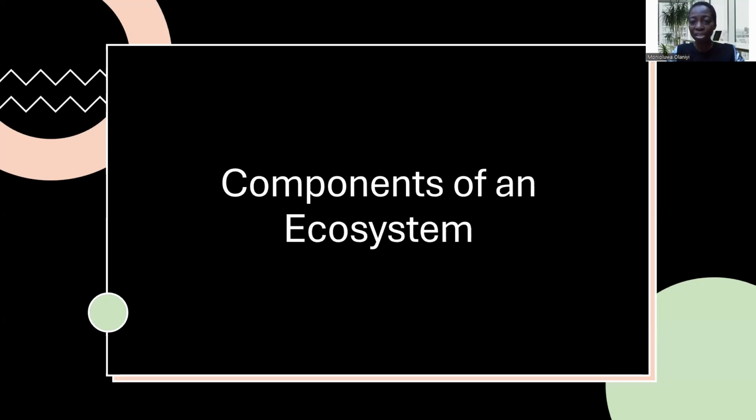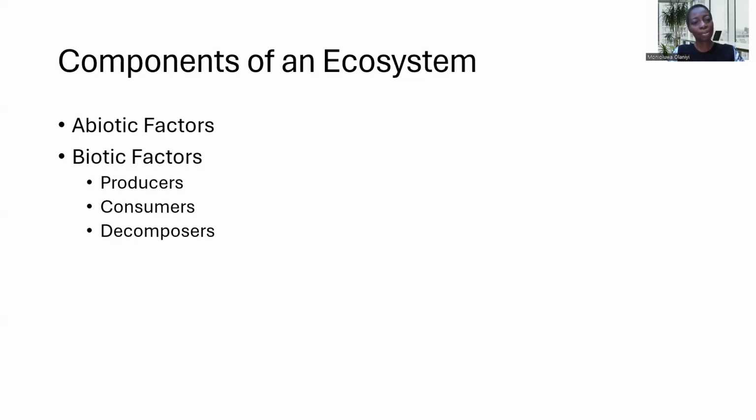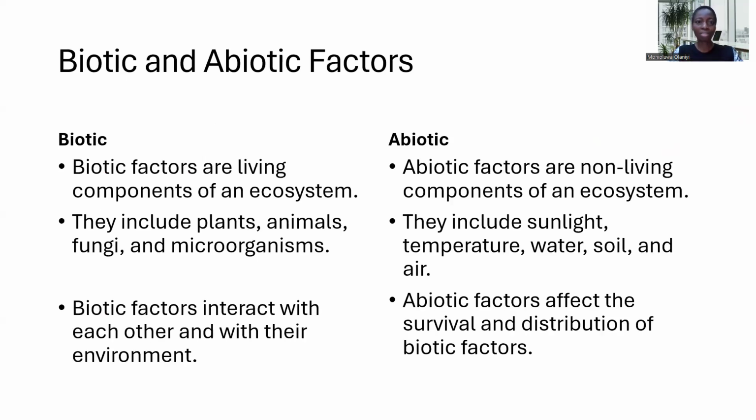So let's look at the components of an ecosystem. The components are divided into abiotic and biotic factors. The biotic factors include the producers, the consumers, and the decomposers. It's good for us to compare biotic and abiotic factors. Biotic factors are living components of the ecosystem, while abiotic factors are non-living components of an ecosystem.